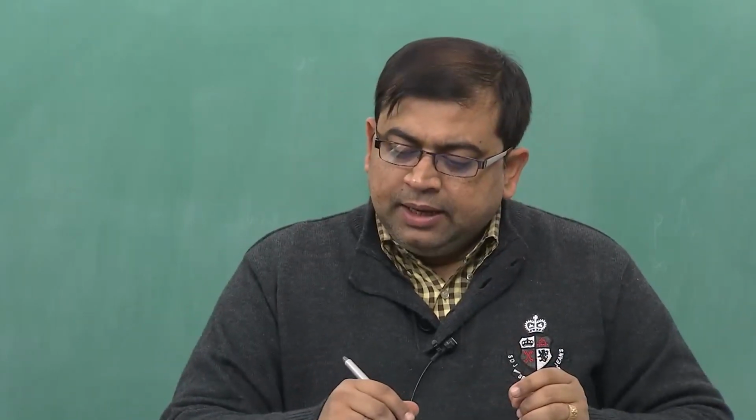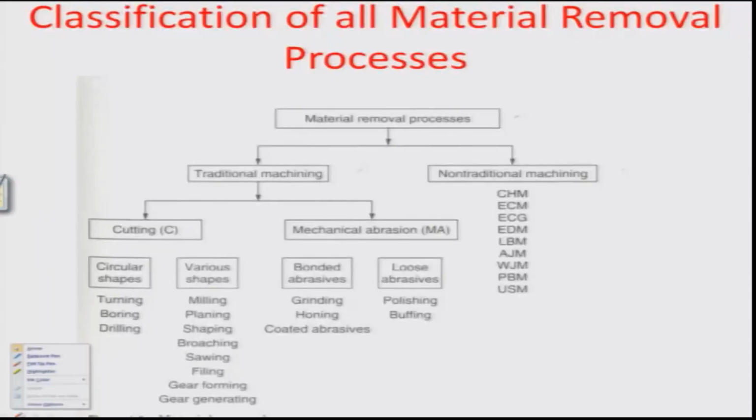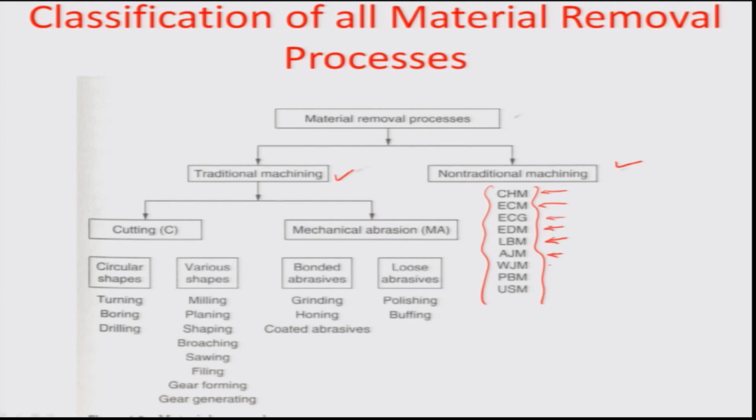So, in general, all such material removal processes, as you can see right about here, are classified into traditional and non-traditional processes. These classes would also be covered during this course, which talks about chemical machining, electrochemical machining, electrochemical grinding, electrodischarge machining, laser beam machining, abrasive jet machining, water jet machining, plasma beam machining, and ultrasonic machining, and so on and so forth.